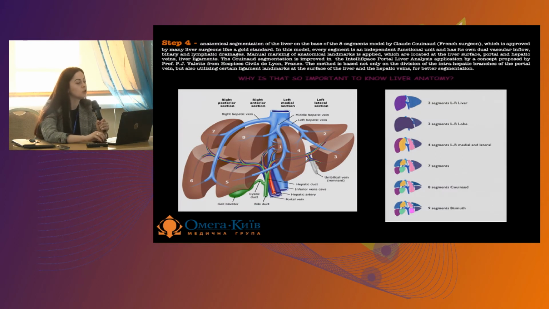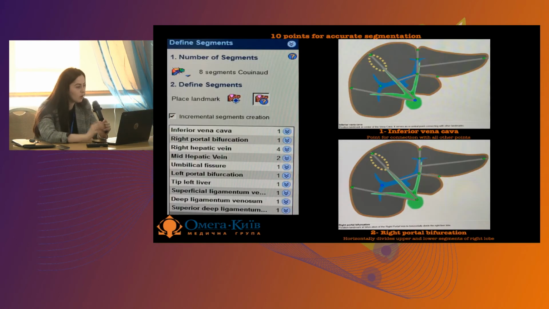That's why it's so important to know liver anatomy. We have 10 points for accurate segmentation. Point number 1, it's inferior vena cava, and it's a connecting point for all the others. Then it's right portal bifurcation, which horizontally divides the upper and lower segments. It's placed here, upper and lower segments of the right lobe.